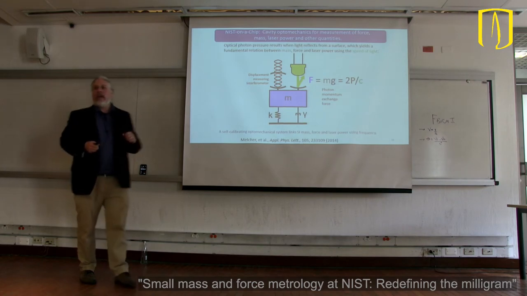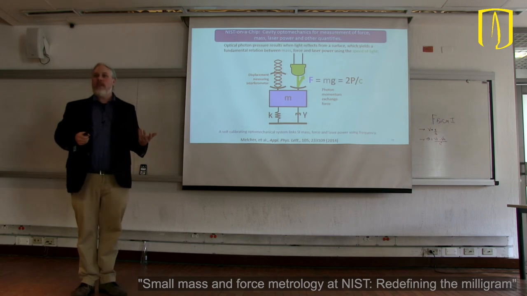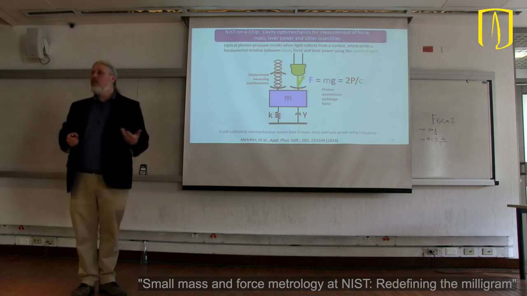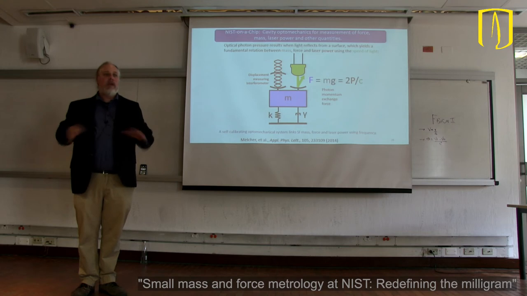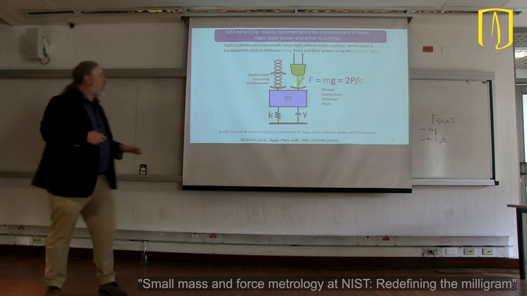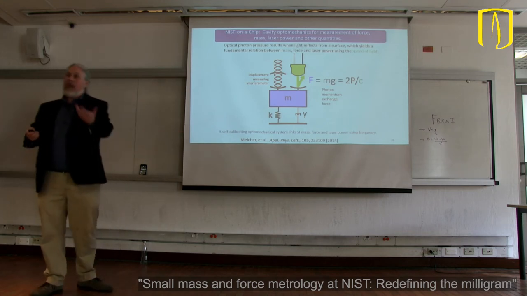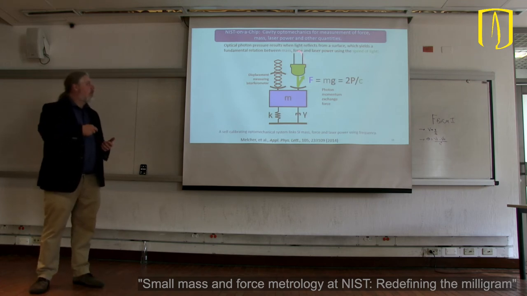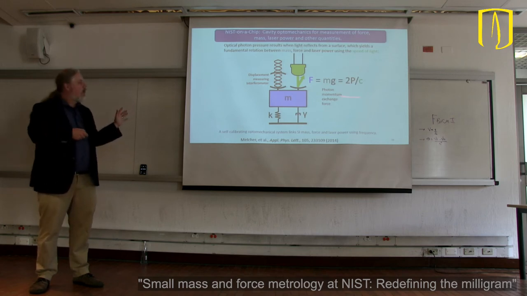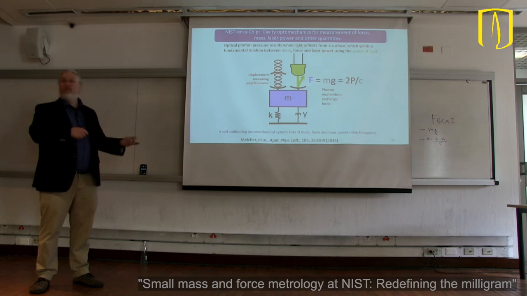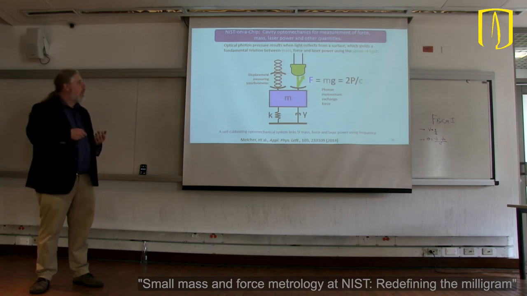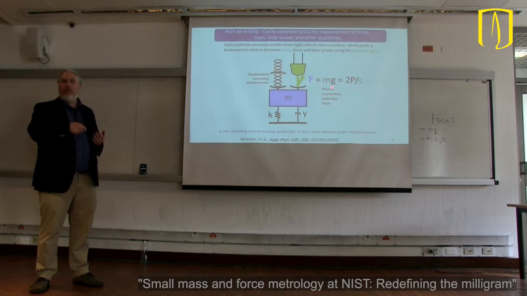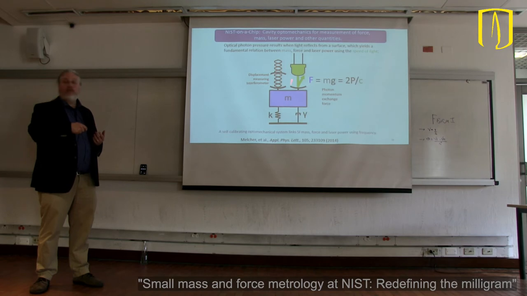If we want to get to even smaller forces than this, we want to start thinking about using something besides the electrostatic force balance. Because at a certain point, we're going to run out of room in terms of our resolution. So we want to go to an optomechanical system of some kind. What I'm showing here is a simplified optomechanical system. We have some mass sitting on a spring that has some damping or dissipation. And what we're going to do is send light in to apply the photon force, and we're going to measure the displacement of this mass.